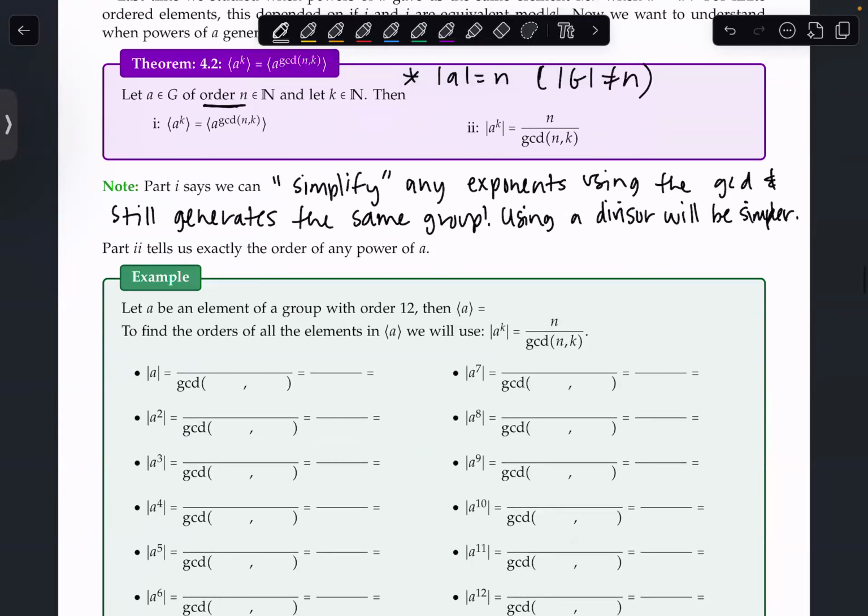Okay, so in our example, let's think that we have an element A of a group, and that element has order 12. So the order of A is equal to 12 here, not the big group. So from our last theorem, what does this tell me about my group generated by A? How can I rewrite the elements in this set?